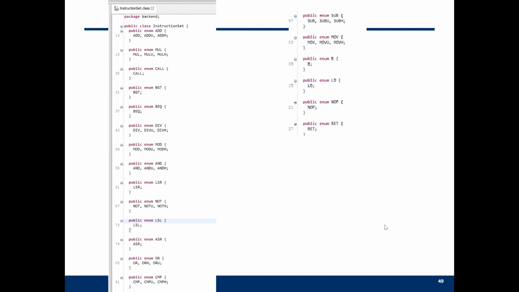So in the previous slide, when we summarized the instructions, we didn't consider the modifier. Here, we list all the instructions, including the modifier. For example, for move, we have three types of move. We also have three types of subtraction. That's all. Thank you. Any questions?